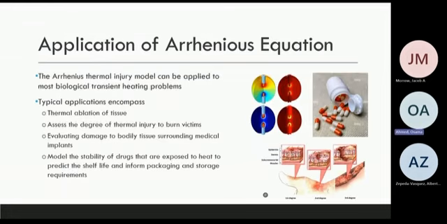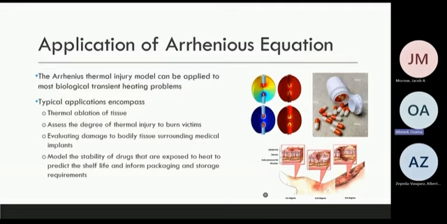Now we move towards the applications of the Arrhenius equation. The Arrhenius equation has versatile applications in both clinical and research settings. In hyperthermia therapy, it is used to model thermal ablation, where tissue is intentionally heated to destroy cancer cells. It also aids in assessing thermal injuries such as burns by quantifying the severity of damage over time.